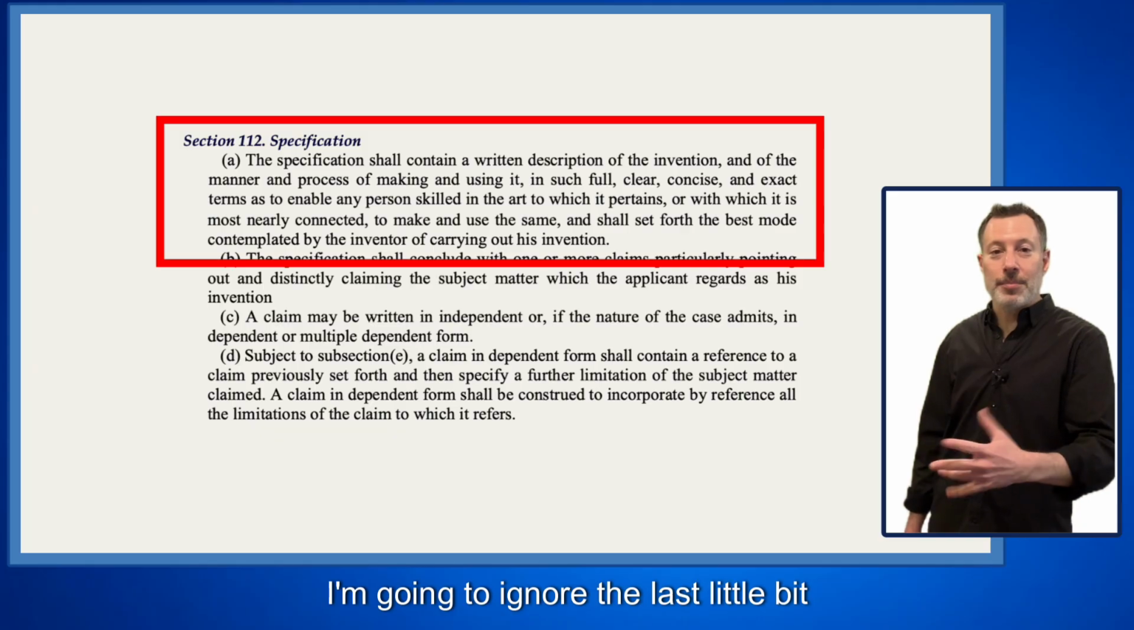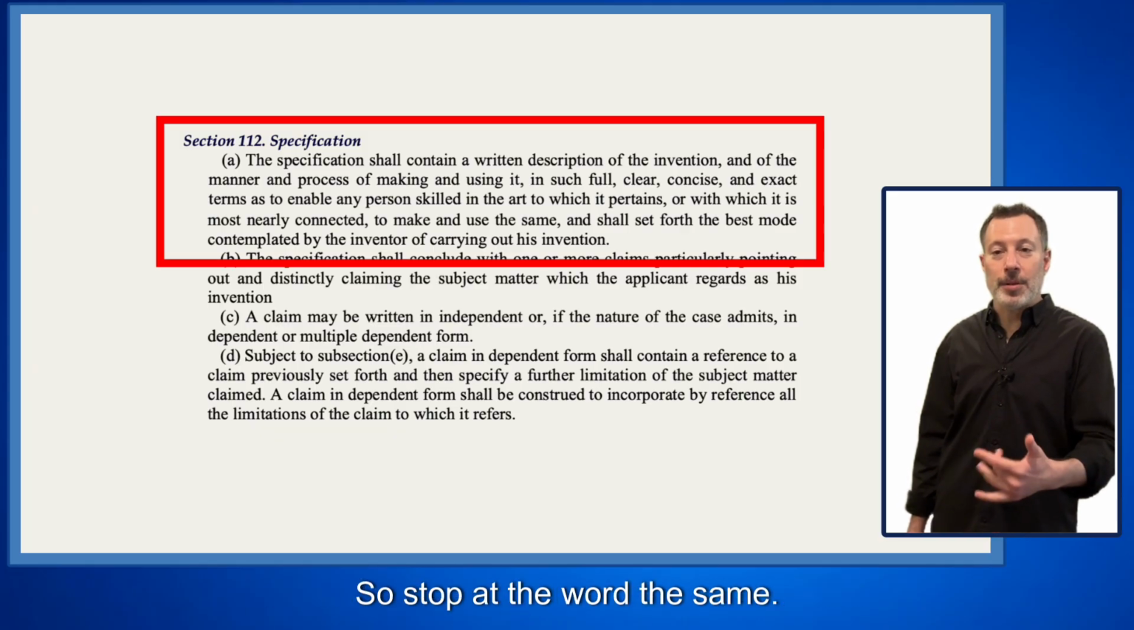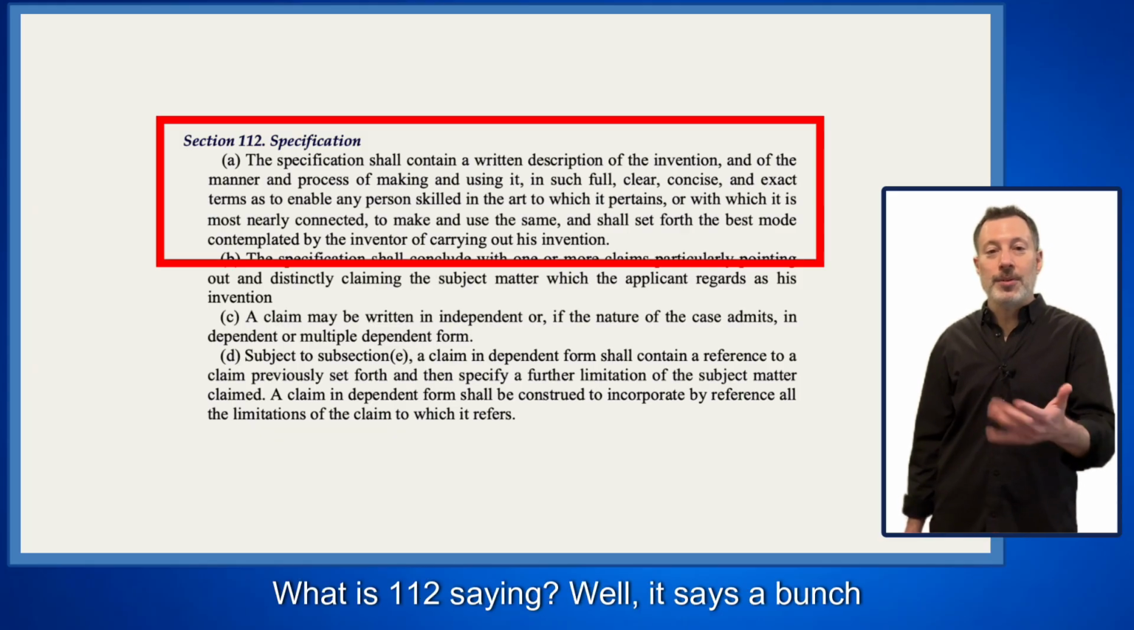I'm going to ignore the last little bit because we really don't enforce it anymore. So stop at the word the same. What is 112 saying? Well, it says a bunch of things.